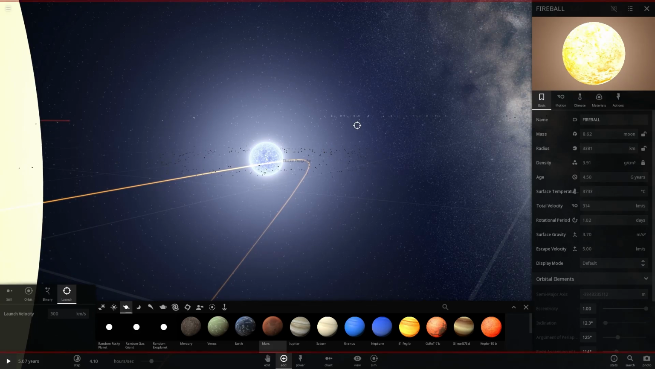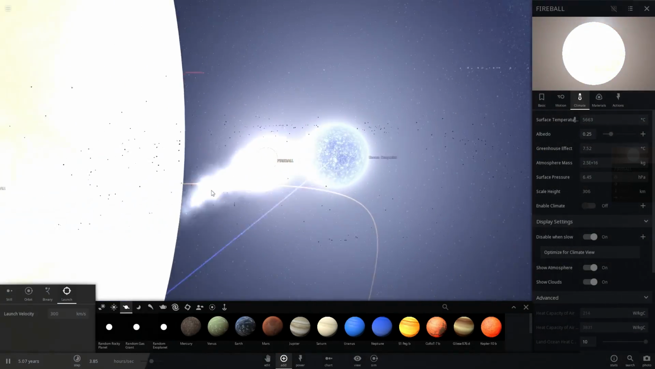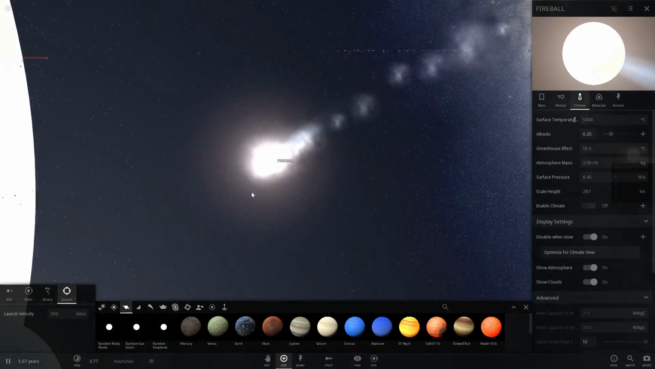Let's launch another Mars going this way. We're going to zoom into it and let's see if it flies away this time. And looks like we did it.